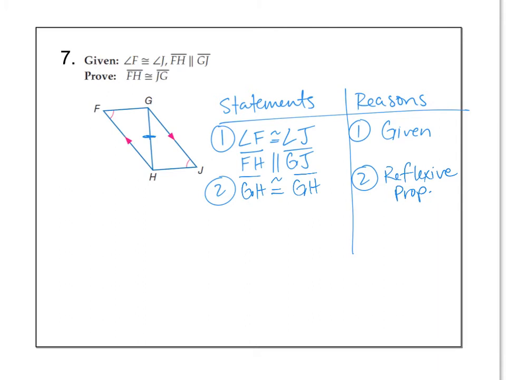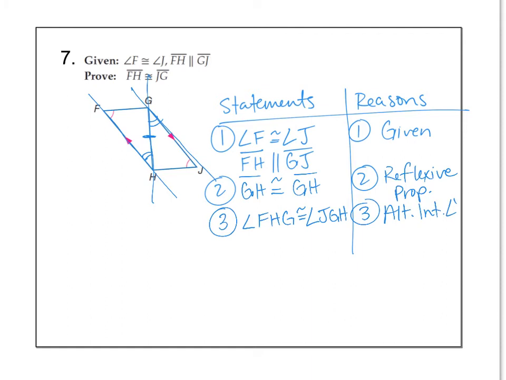Those parallel sides, so I'm seeing this side is parallel to this side and this transversal cuts through, that gives us some alternate interior angles. And since the lines are parallel, those 2 angles must be congruent. So angle FHG has to be congruent to angle JGH. And the reason is because they are alternate interior angles and the lines are parallel.